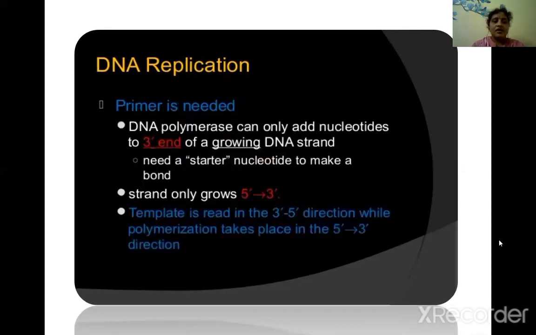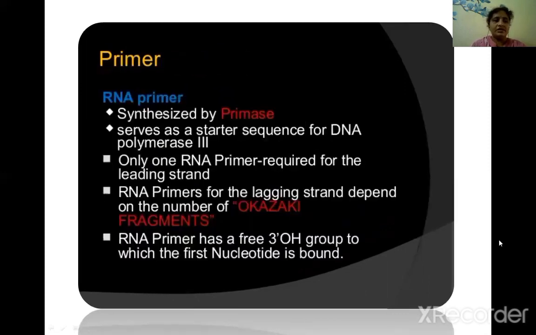Next, a primer is needed for DNA replication. DNA polymerase can only add nucleotides to the 3' end of a growing DNA strand. This is very important for DNA replication, as the primer acts as a starter. The strand only grows 5' to 3'. The template is read in the 3' to 5' direction, while polymerization takes place in the 5' to 3' direction.